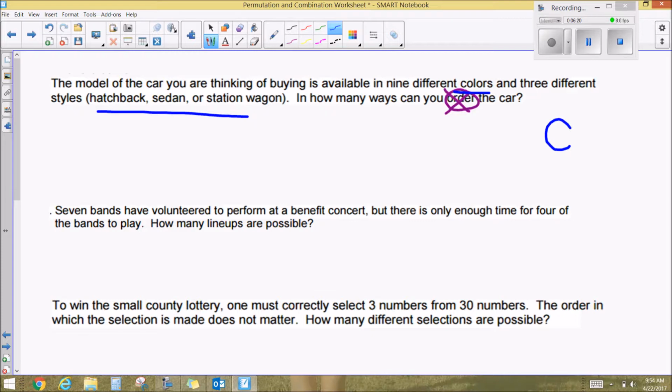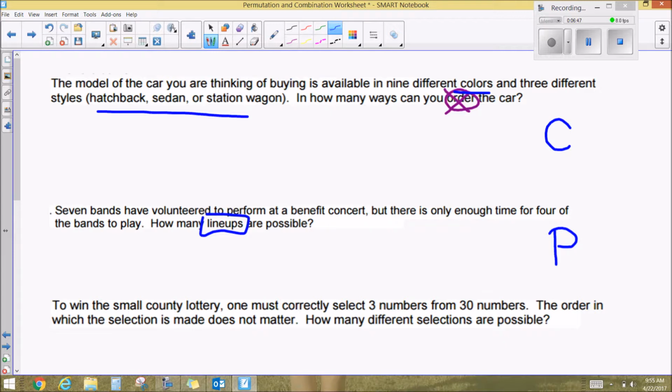On the second one, 7 bands have volunteered to perform at a concert. There's only enough time for 4 of them. The key word here is when I see lineup. How many lineups are possible? If I were only selecting 4 of the bands, that would be a combination, but if I'm actually making a lineup, that is ordering them to perform. So this one would be a permutation.